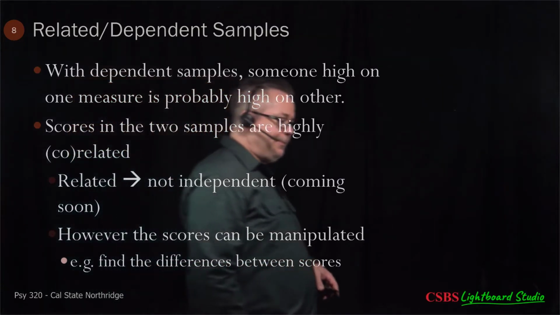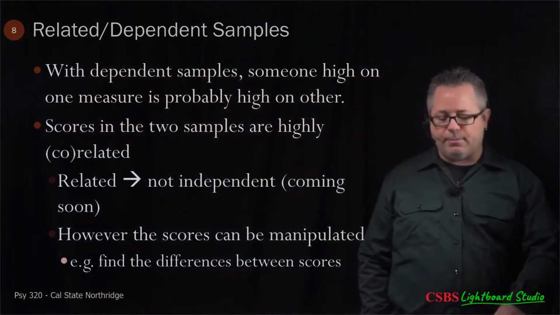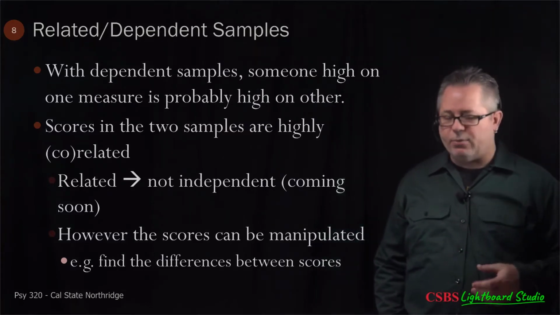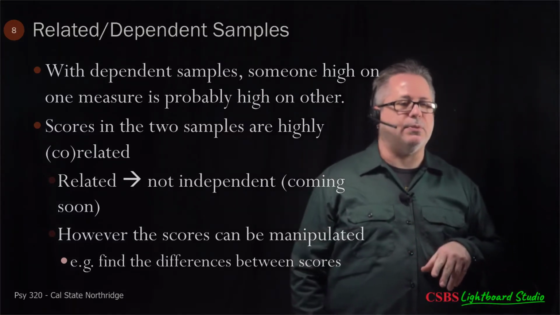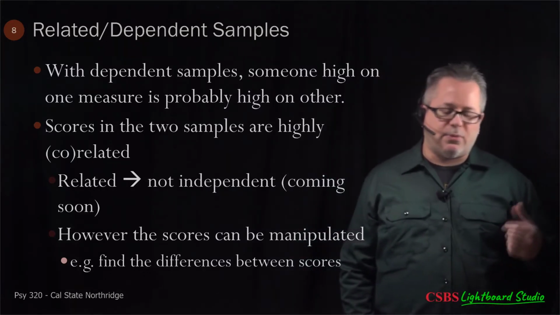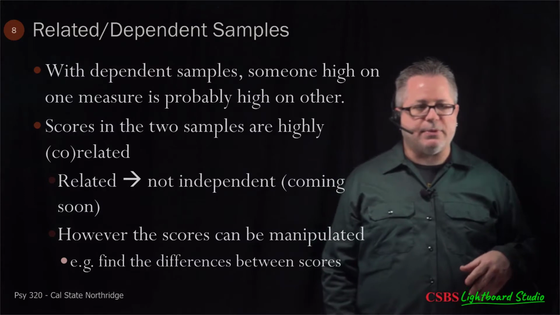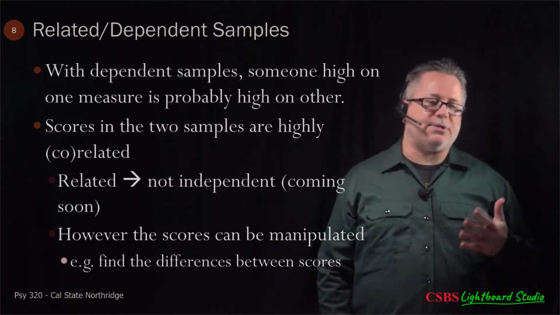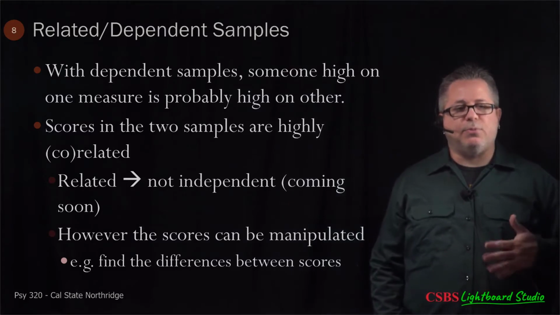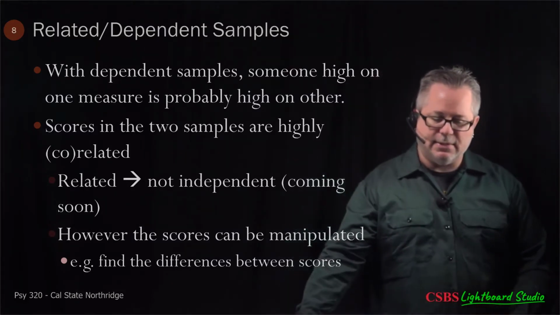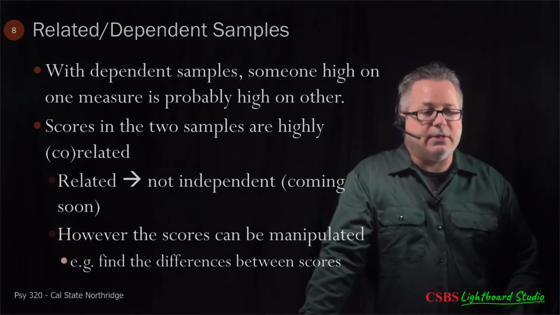So the reason why having samples that are dependent is important, or requires a different approach than when samples are independent, is that, and we're going to talk about this later in the session, their scores are going to be correlated. They're going to have a similar pattern, where someone who scores high on a pretest is also going to score relatively high on a post-test.